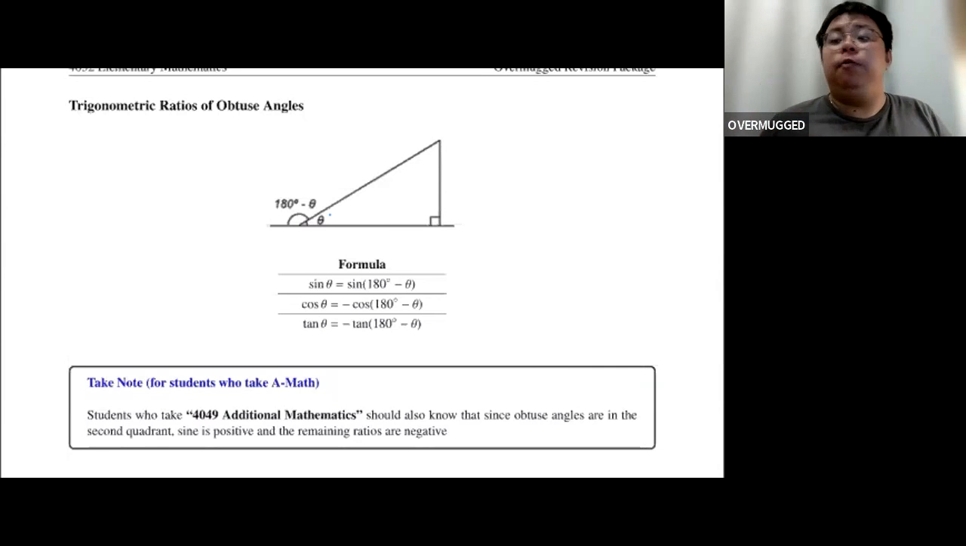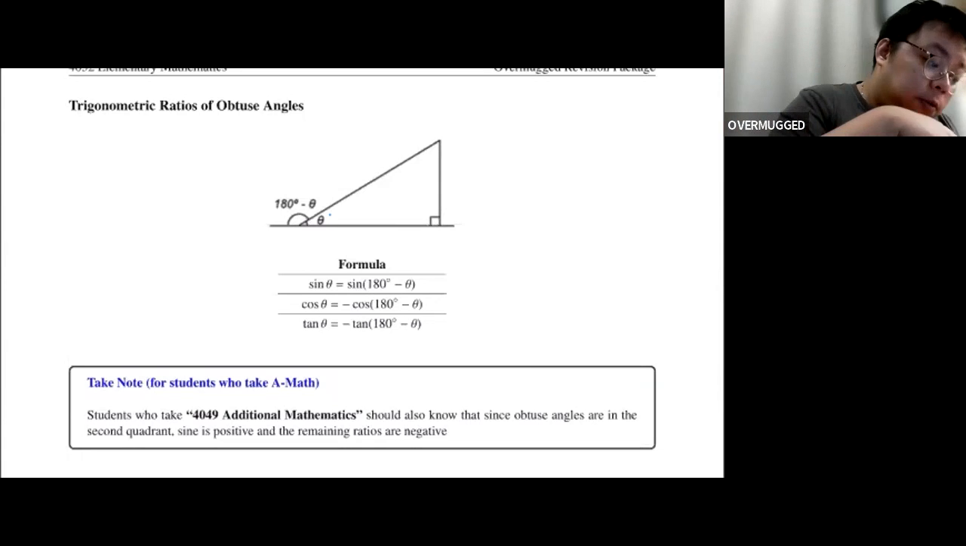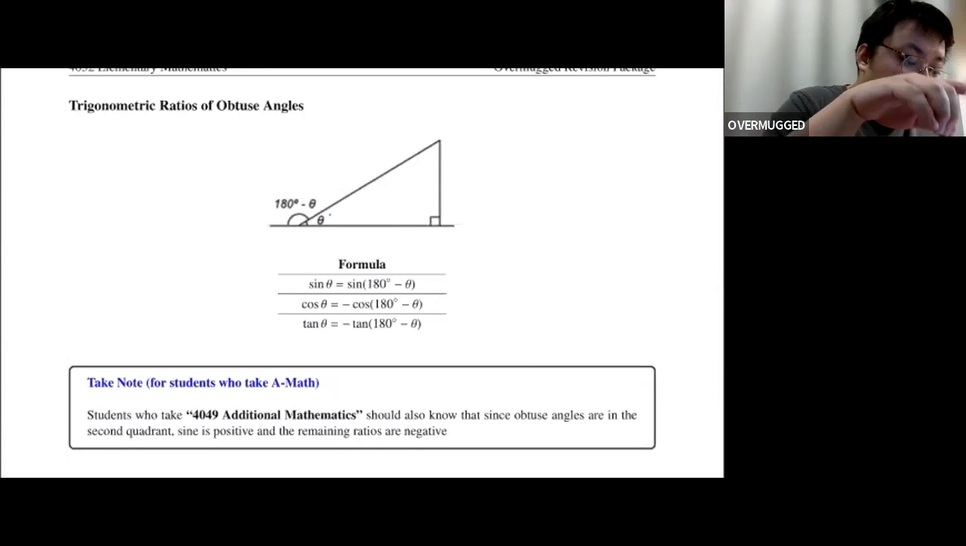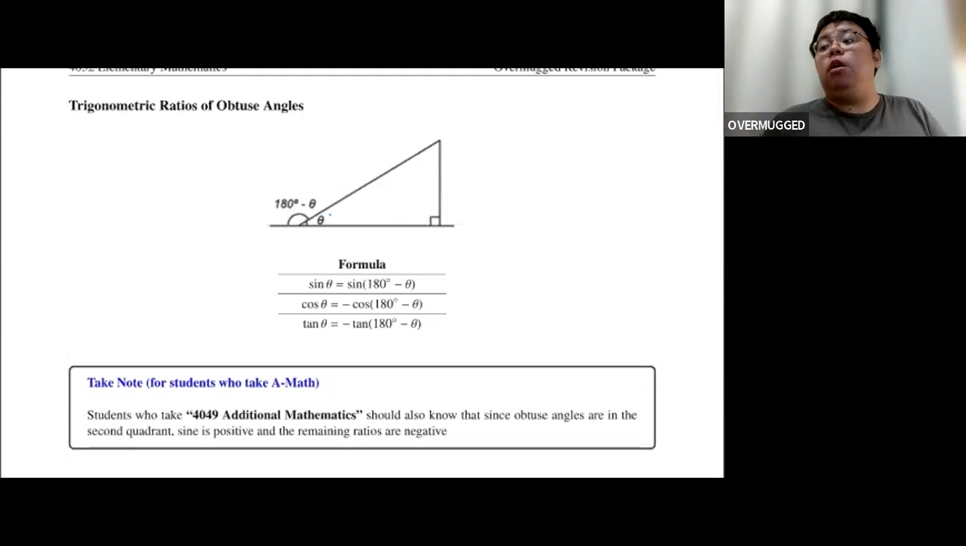But there's a little fun fact for students that take both A Math and E Math. For this particular concept, you can use something else to help you memorize. For example, you know your ASTC properties, right? Your second quadrant is your S quadrant, and therefore sine is positive, the rest are negative.